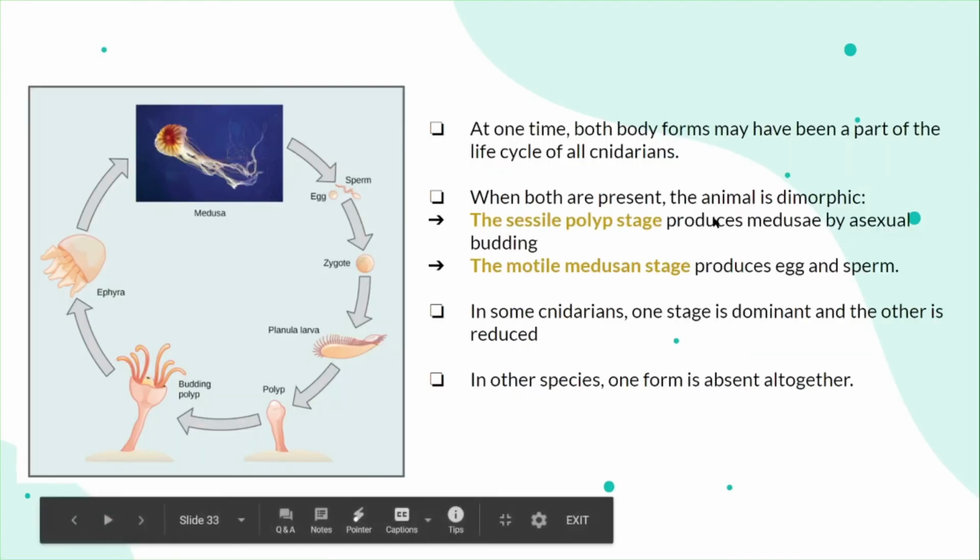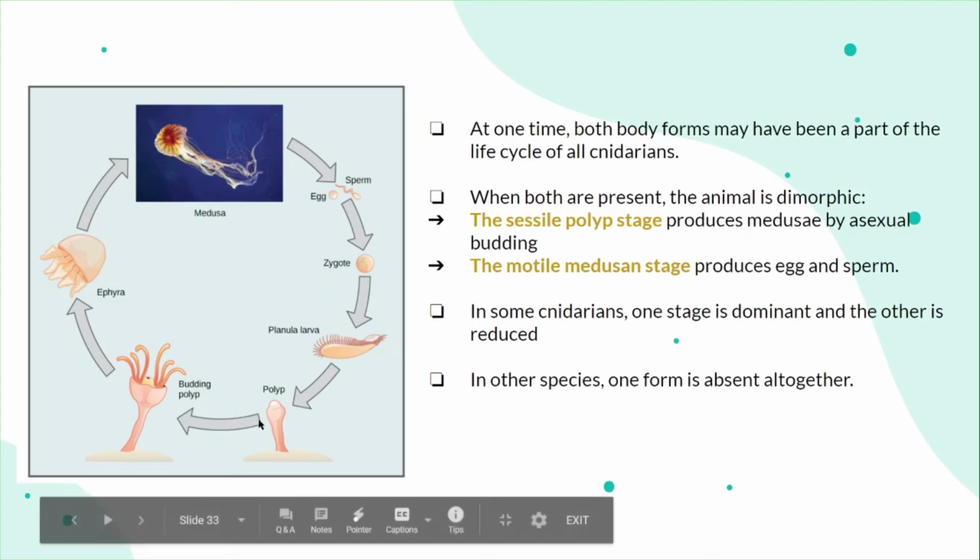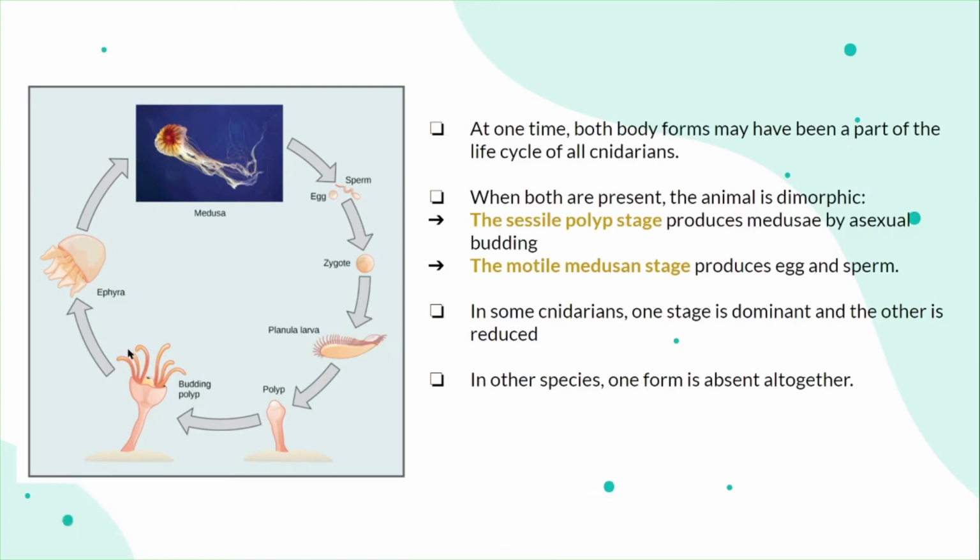At one time, both body forms may have been part of the life cycle of all cnidarians. When both are present, the animal is dimorphic, because the sessile polyp stage will produce medusae by asexual budding, and the motile medusa stage will produce eggs and sperm, which will produce the new cells of cnidarians. In some cnidarians, one stage is dominant and the other is reduced. In other species, one form is absent altogether.